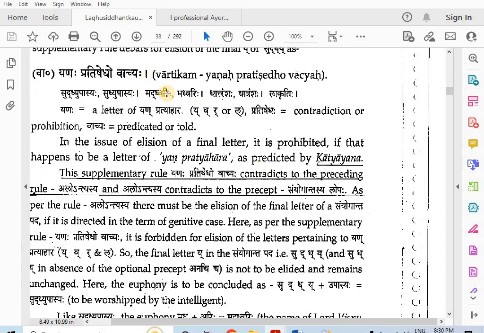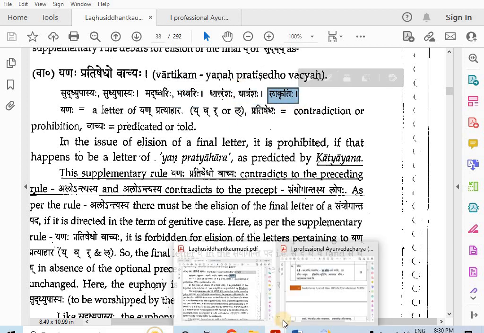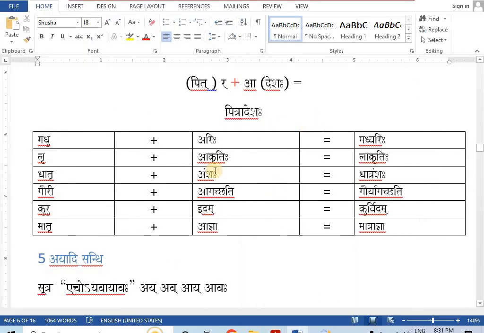I want you people to check these examples. See here, second example, second option, Sudyupasya. Then here we have Madhvarihi. Here we have Dhatransaha. And here we have Lakrutihi. All these I have taken here. Madhu plus Arihi: u is converted to va, Madhvarihi. Lru converted to la, and lakruti. Dhatru: ru, ra is converted to ra, dhatra, ansaha, dhatransaha.